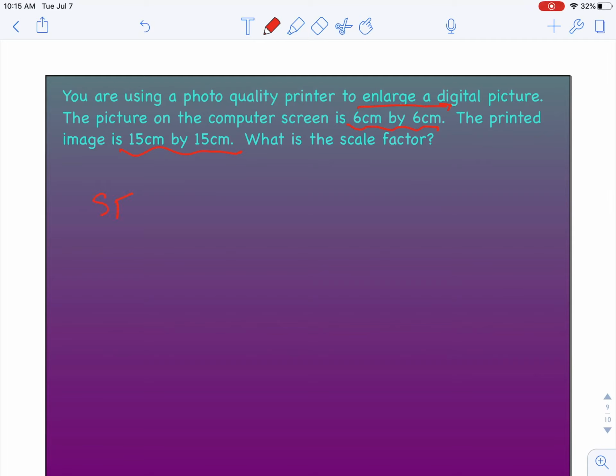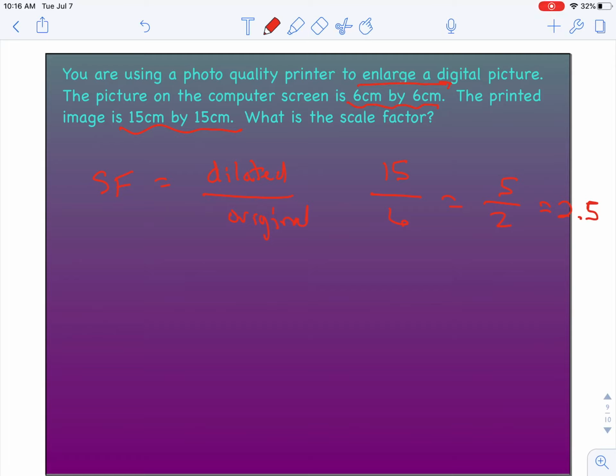So again, whenever we are writing the scale factor, it equals the dilated compared to the original. So the one on the computer screen is the original, and the printed image is the dilated image. So we have 15 over 6, which is 5 over 2. Or you could say that that equals 2.5. And that is the end of section 6.